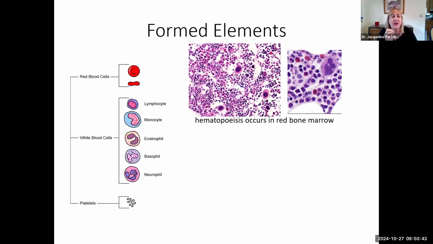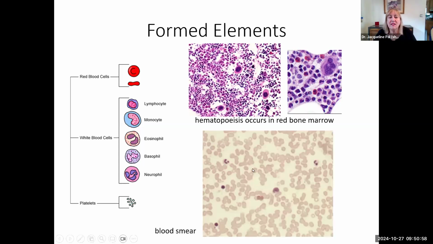So in the bloodstream, we're going to have red blood cells. We're going to have 5 different types of white blood cells, which we'll learn about in a later video. And then we're going to have our platelets. So when we look at our blood, it does not look like red bone marrow. It looks like this in a blood smear.